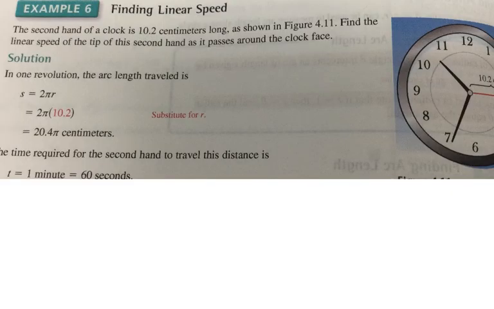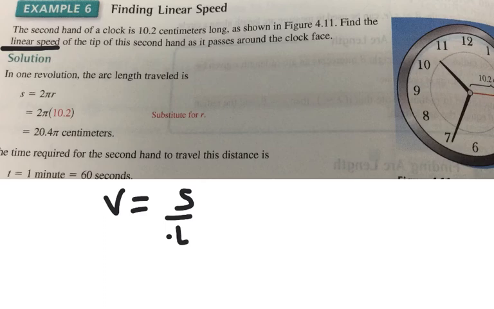The second hand of a clock is 10.2 centimeters long as shown in figure 4.11. Find the linear speed of the tip of this second hand as it passes around the clock face. So because I am looking for linear speed, I'm going to use the linear speed formula, which is velocity equals s over t, where s is the arc length, the amount that it travels along the outside, and t is the time it takes to do that. So in this problem, I'm looking for linear speed. I'm looking for v.